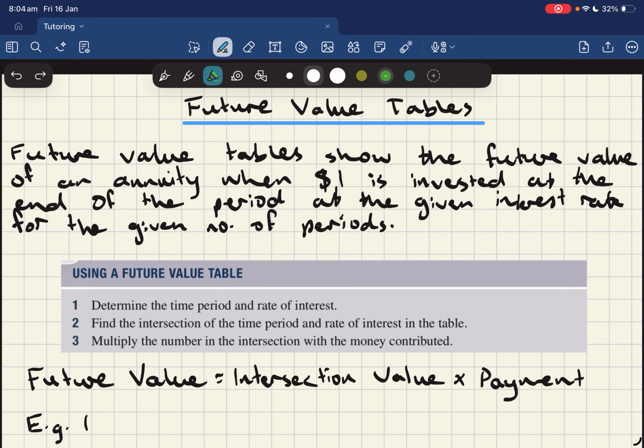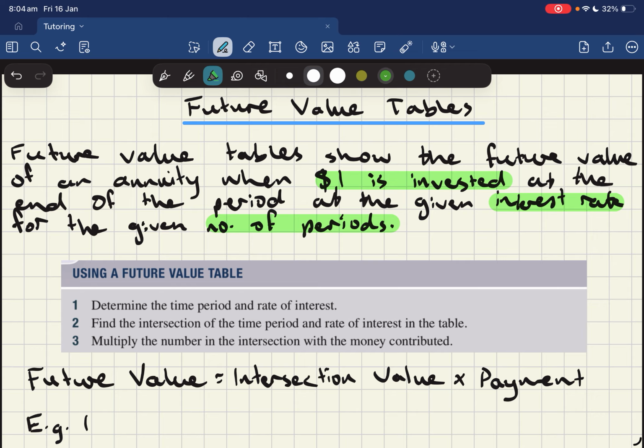Now, future value tables are useful because someone has gone ahead and factored in all of these calculations and has expressed it on a table for us to find a future value for some given conditions, okay? So future value tables basically show the future value of an annuity when $1 is invested at the end of the period at the given interest rate for the given number of periods. Now these two things, the interest rate and the number of periods, are our conditions that change, right? Because we can have different interest rates, different number of time periods that we have this investment going for.